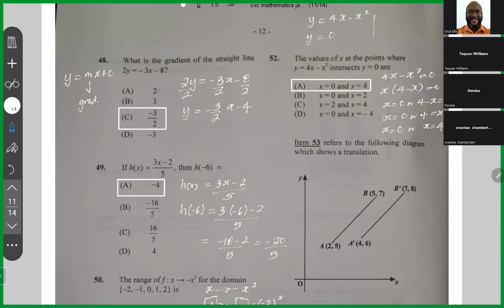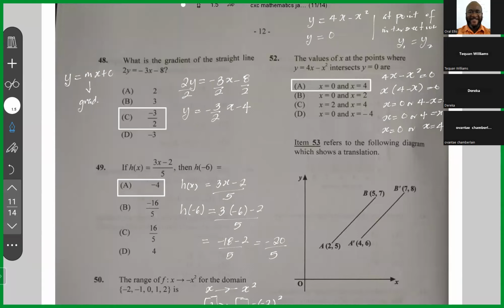Now at the point of intersection, the two y's are equal. At the point of intersection, y1 is equal to y2. So 4x minus x squared is equal to 0. It's a simple quadratic equation. x is common, you factorize, you get x times (4 minus x) is equal to 0.